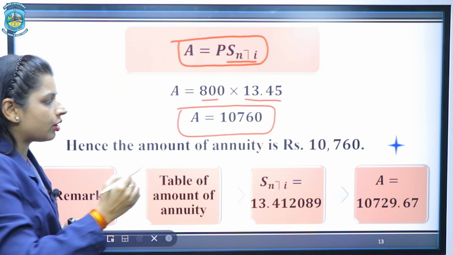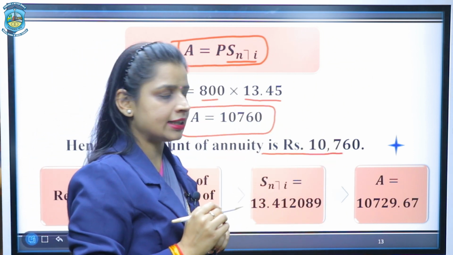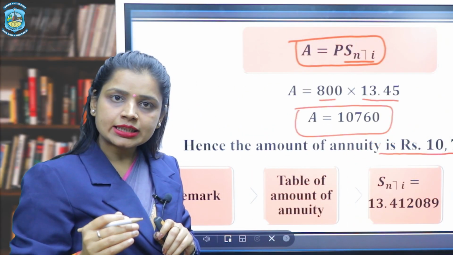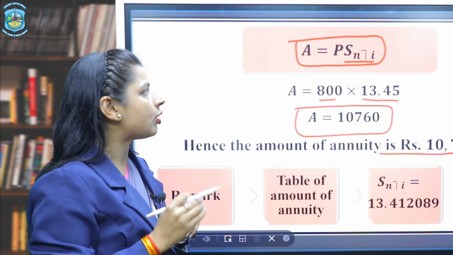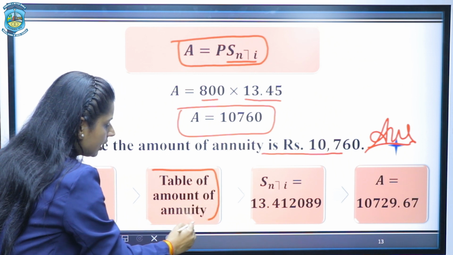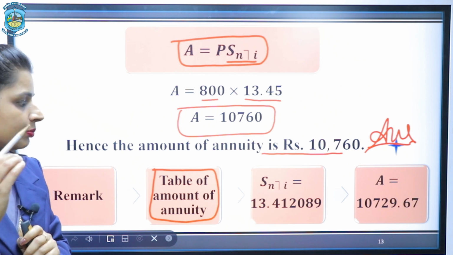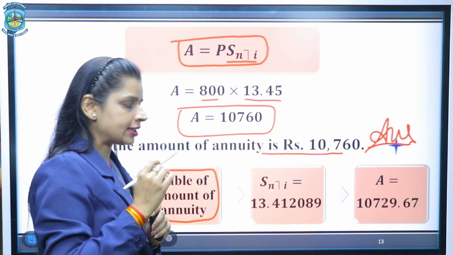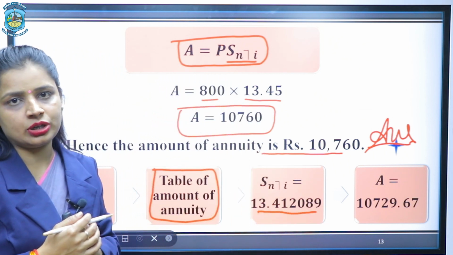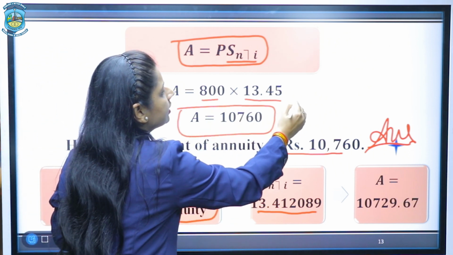Hence, the amount of annuity is rupees 10,760 and that's our answer. Another technique to find the value of Sn angle at i is to use the table of amount of annuity. We may use this table, and by the table the value of Sn angle at i is 13.412089.